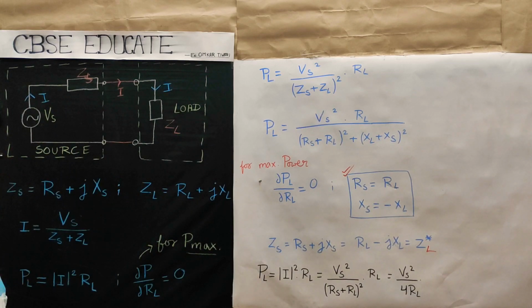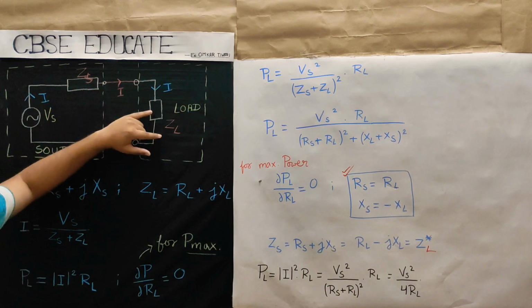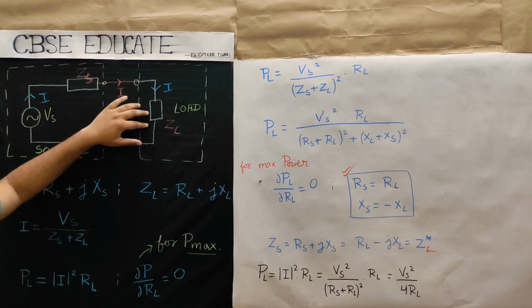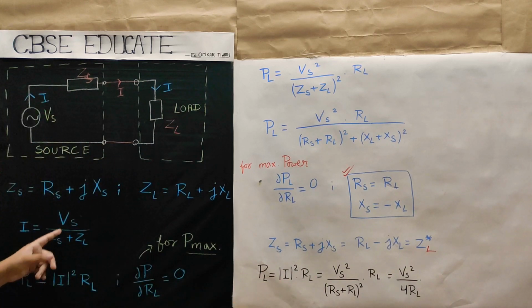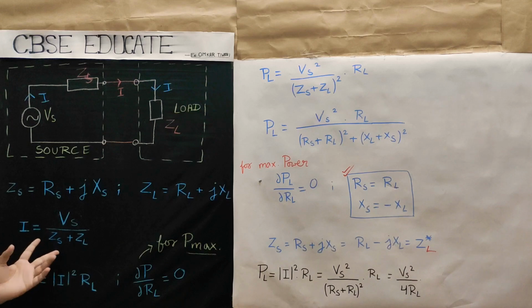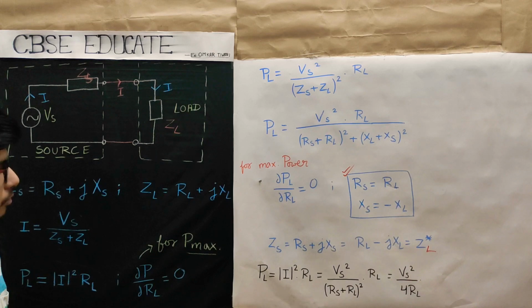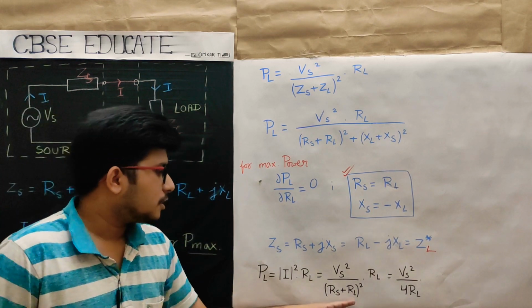Now suppose in any circuit there are only resistive loads. The source is also resistive and the load is also resistive in nature. Then the power PL is equal to I square RL, and in place of I I can write Vs divided by RS plus RL, because I have only resistive loads and no capacitive or inductive load, so I will ignore those. So I have written RS plus RL whole square.